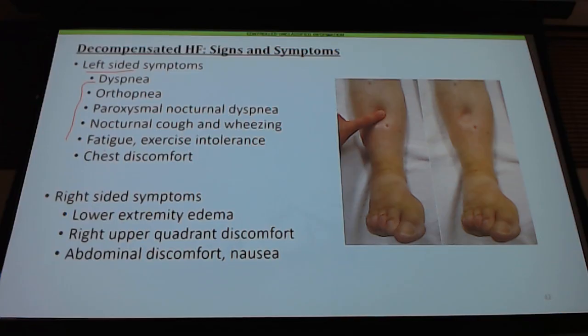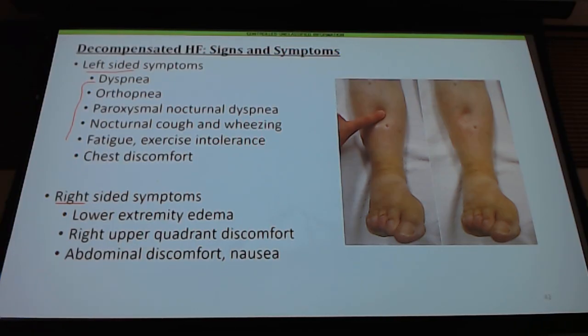If we have right-sided heart failure, which remember we said, what's the most common cause of right-sided heart failure? It's the left that failed first, right? Well, with right-sided heart failure, the symptoms and the physical exam findings you're going to see are going to be things related to peripheral venous congestion. So the peripheral edema like you see in the legs here.